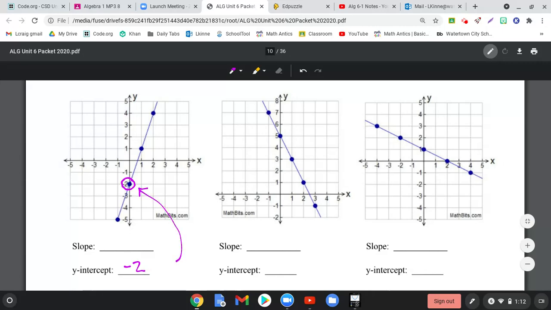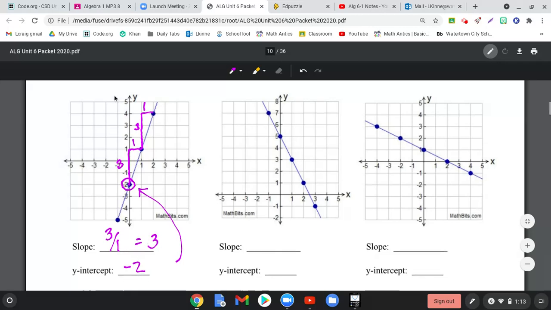My slope, remember, it's going up. How far is it going up? It's going up 1, 2, 3 over 1. So my slope is 3 over 1, or just plain old 3. Doesn't matter. You can leave it as a fraction or you can divide.